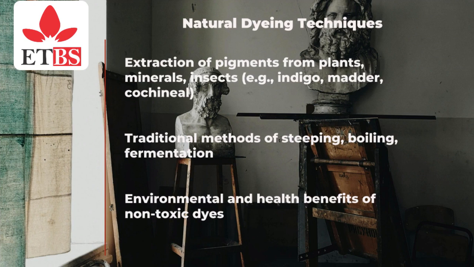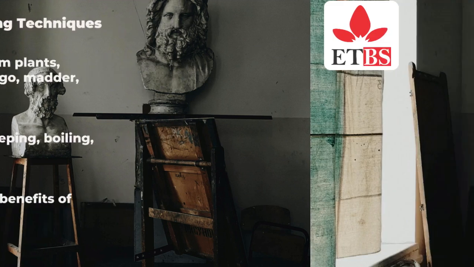Natural dyeing techniques. Extraction of pigments from plants, minerals, and insects, e.g., indigo, madder, cochineal. Traditional methods of steeping, boiling, and fermentation. Environmental and health benefits of non-toxic dyes. Historical relevance in African, Asian, and South American textile cultures. Challenges in color fastness and reproducibility.